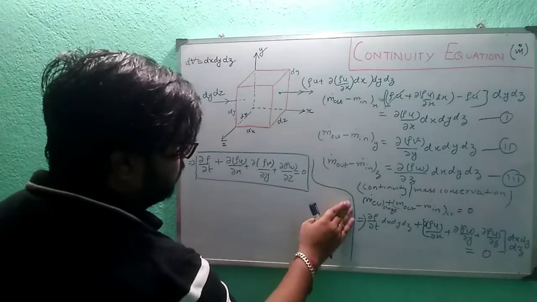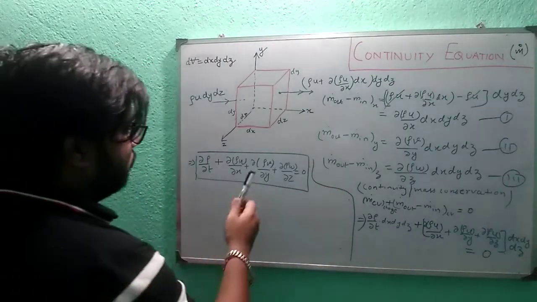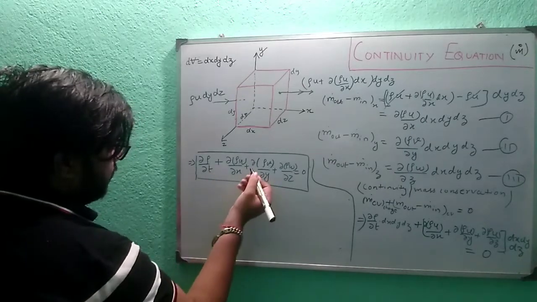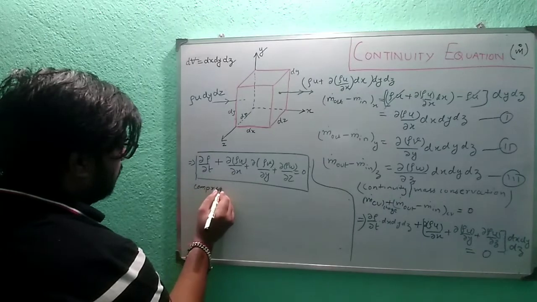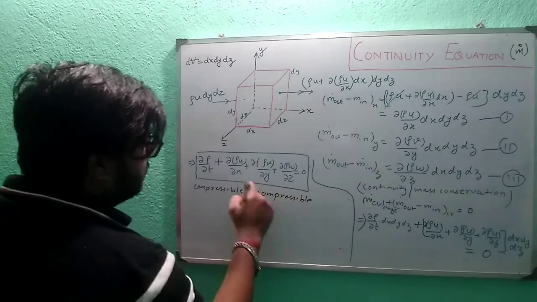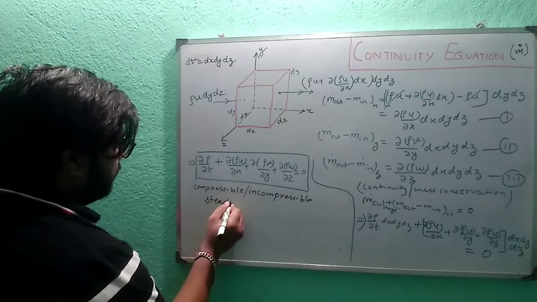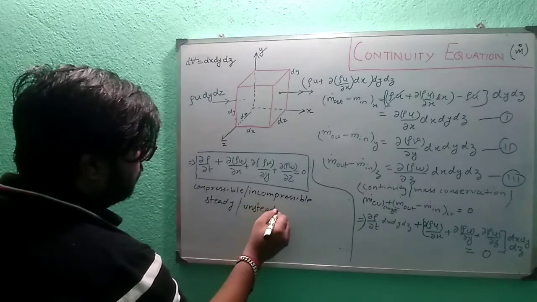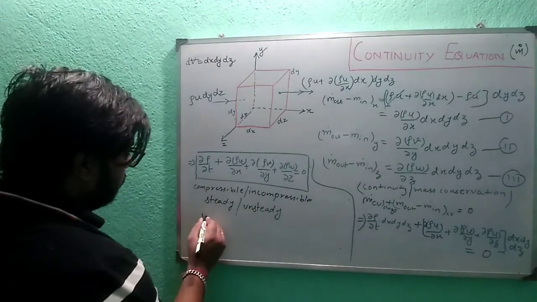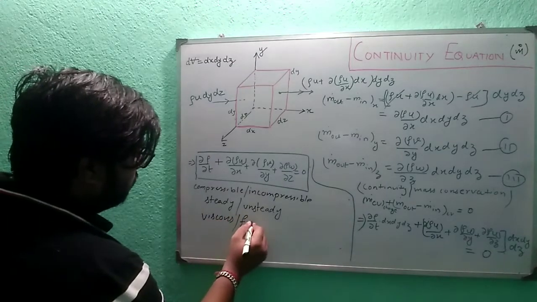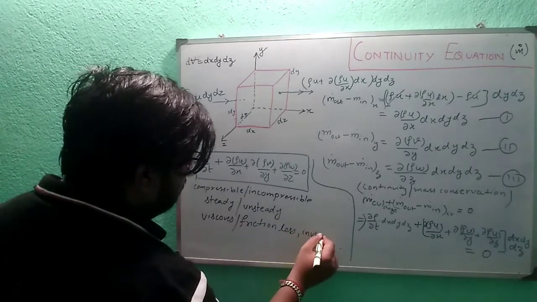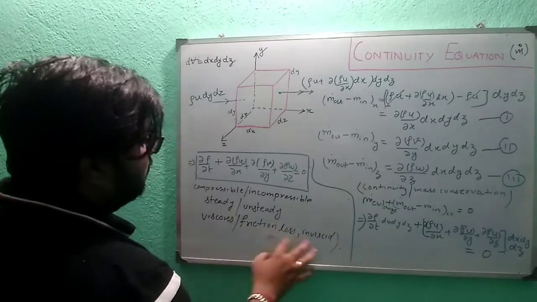It is applicable for all types of flow in any coordinate system. It is applicable for compressible or incompressible flow, for both. If we talk about steady or unsteady flow, it is also applicable for both. And if we talk about viscous or frictionless, that is inviscid, flow, it is also applicable for this one.